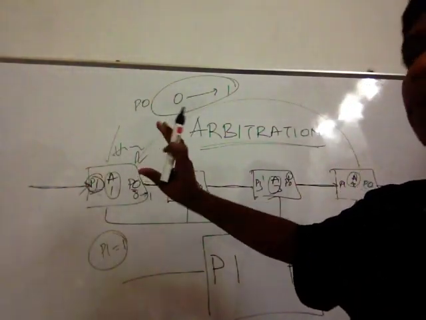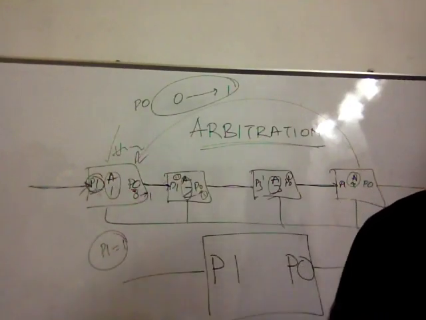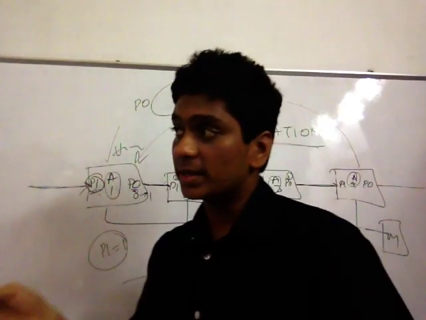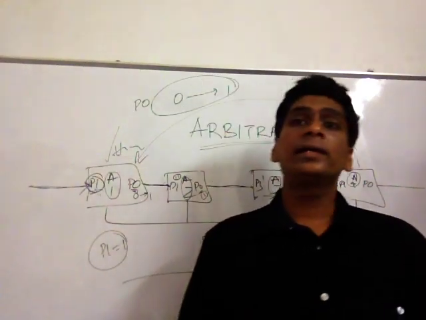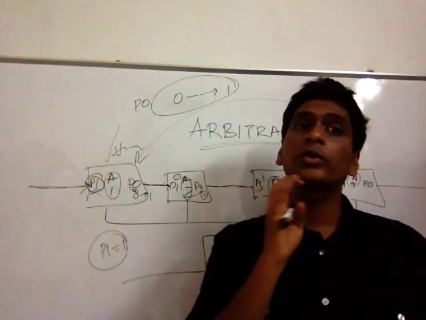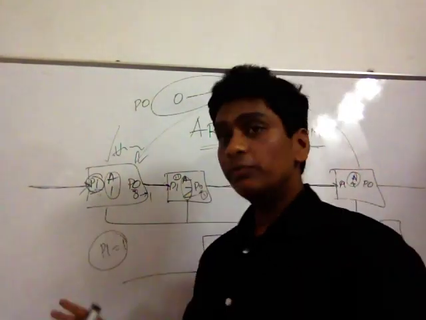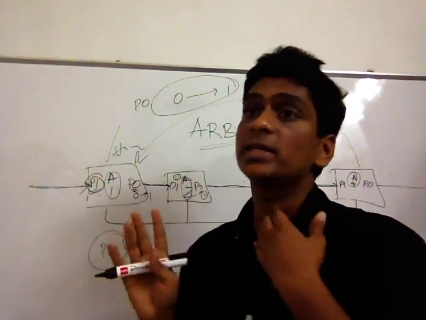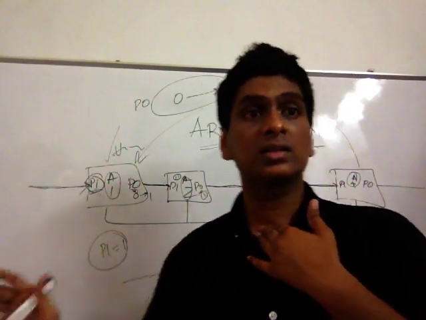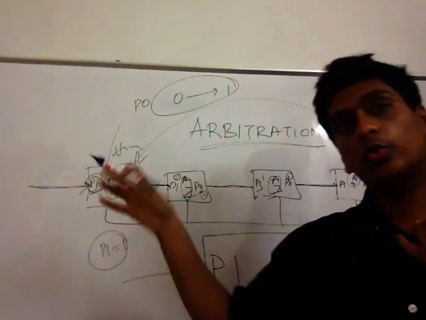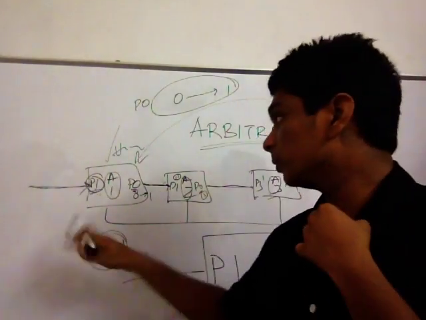If the PO value is 0, it means that processor is actually using the bus line and does not want to give away the control. If the work is over, the PO value will be set to 1. The PO value will become 1.